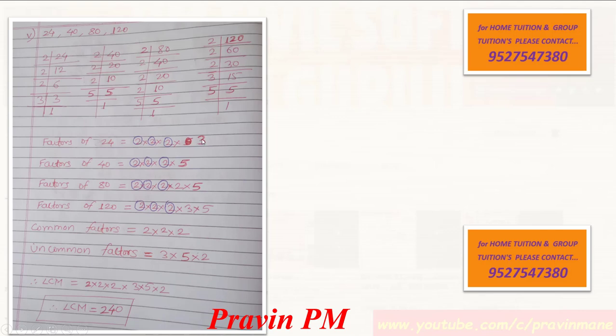Now uncommon things. 3 is uncommon. 5 is uncommon, 1 time. Here no 5, that's why it is uncommon. Then 1 time 2 is uncommon. Then LCM is equal to multiplication of common factors as well as uncommon factors: 2 multiplied by 2 multiplied by 2 multiplied by uncommon factors 3 multiplied by 5 multiplied by 2. If we do the multiplication of this, the answer will be 240.